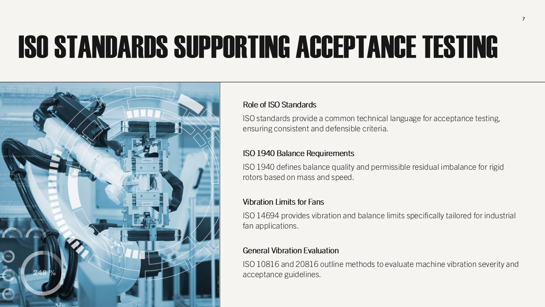industrial applications. In addition, standards such as ISO 10816 and ISO 20816 address the evaluation of machine vibration by defining measurement methods, vibration severity zones, and general acceptance guidelines. While these standards may not always provide machine-specific limits, they serve as a valuable starting point for developing plant-specific acceptance criteria. Understanding and applying relevant ISO standards ensures that acceptance testing is based on proven engineering principles rather than subjective judgment.